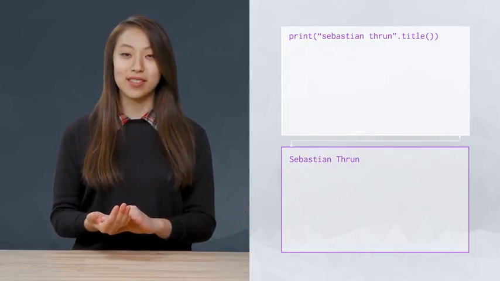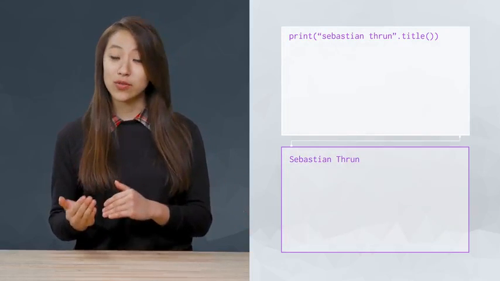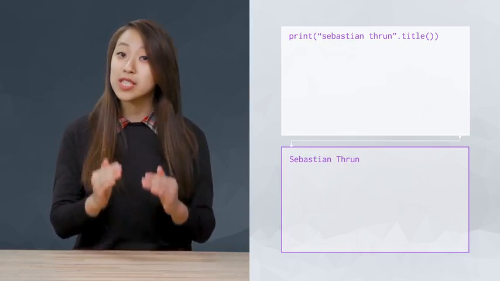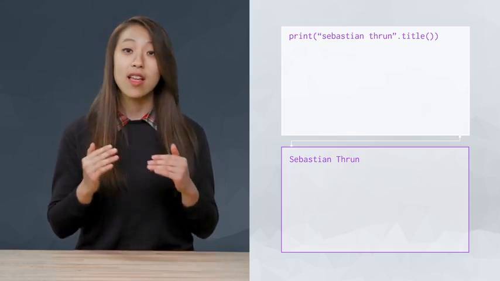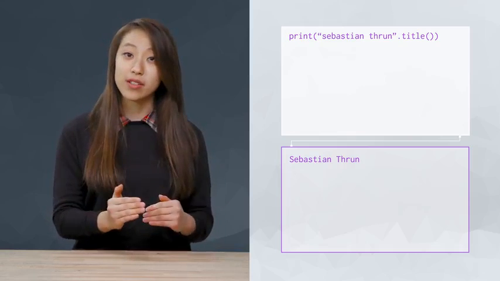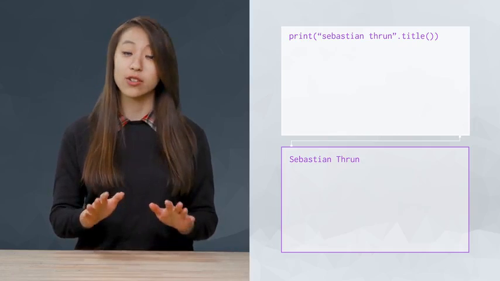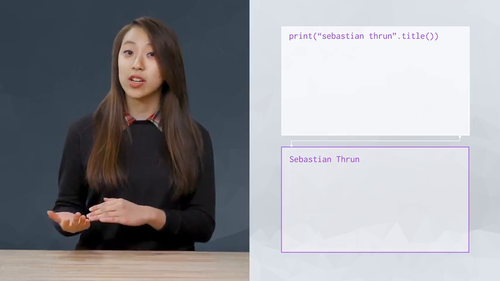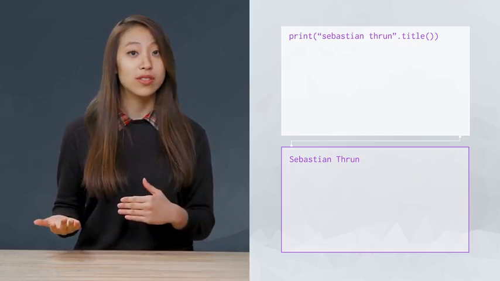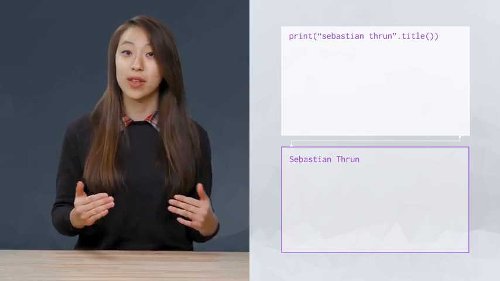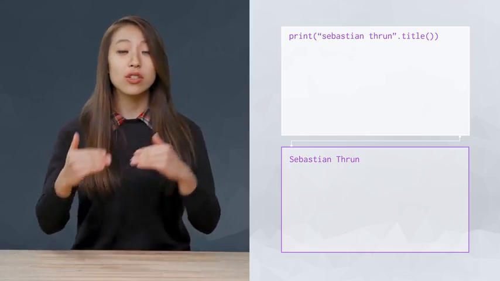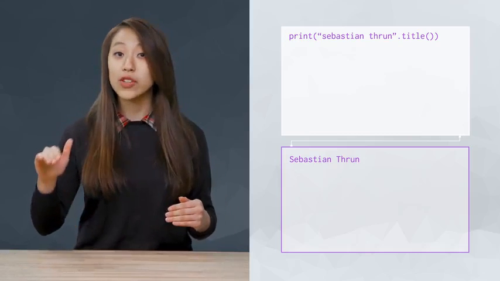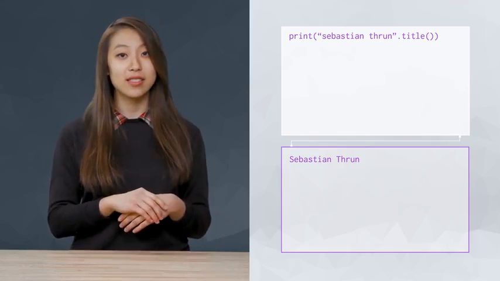Consider this title method. Methods are related to functions, but unlike functions, methods are associated with specific types of objects. That is, there are different methods depending on the type of data you're working with. In this example, the object is a string with the value Sebastian Thrun, and we are calling its title method. The method returns a string in title case, meaning the first letter of each word is capitalized.